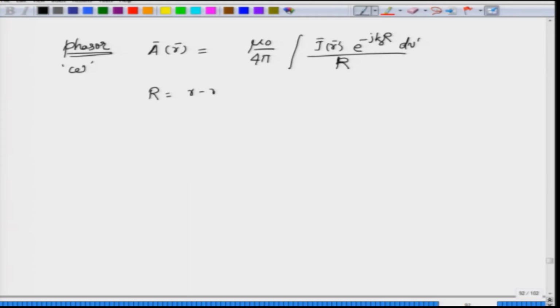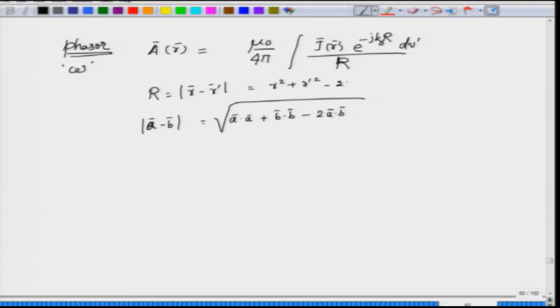We have already seen r to be the magnitude of r minus r prime. Now, the magnitude of any vector can be rewritten in terms of its component vectors, right. So, you have two vectors, we will call them A and B, and the magnitude of A minus B can be written as the square root of magnitude of A with itself plus magnitude of B with itself minus 2 A dot B. Okay. So, for this r and r prime, this would mean that you are dealing with r square plus r prime square minus 2 r dot r prime.